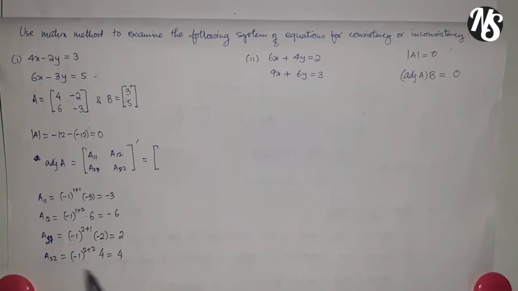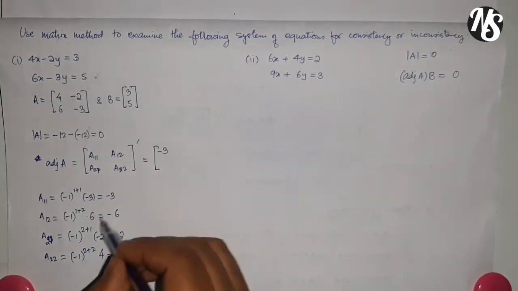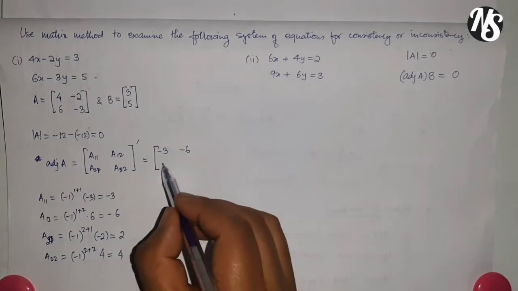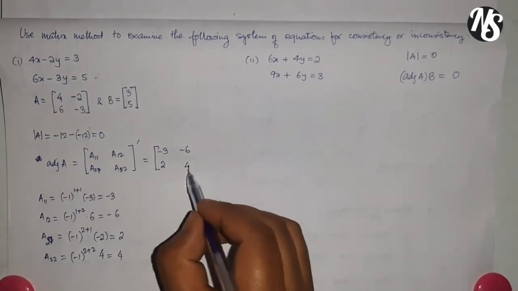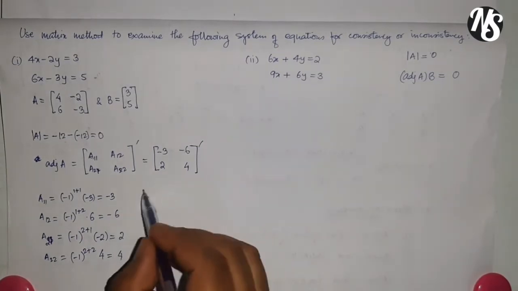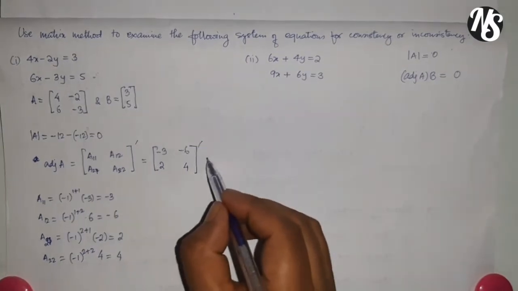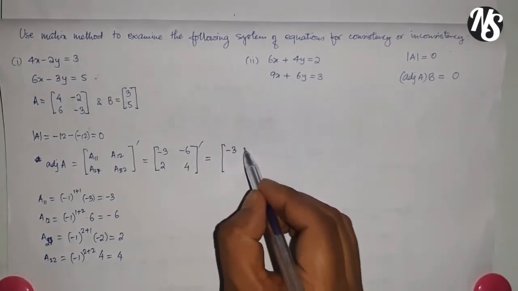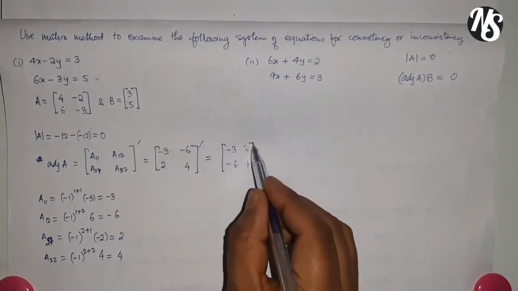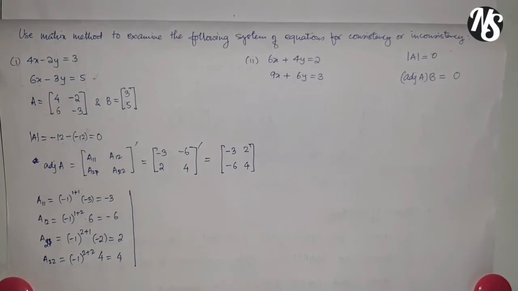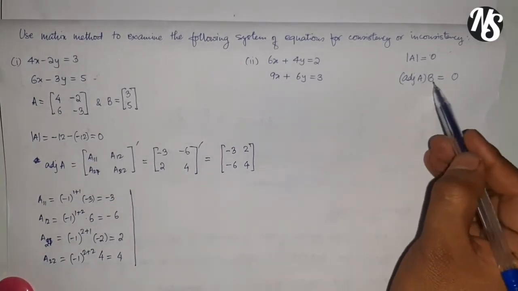So your adjoint turns out to be, so let's see: A11 is minus 3, A12 is minus 6, A21 is 2, and A22 is 4. So its transpose gives me adjoint, right? So its transpose turns out to be, let me write it here, minus 3, 2, minus 6, 4. So this is my adjoint of A. Now we got our adjoint of A. Now we need to find this particular thing.